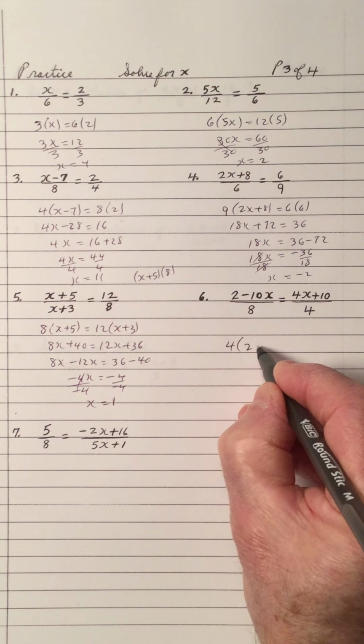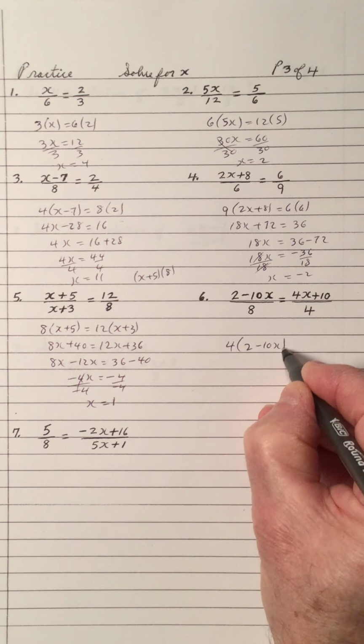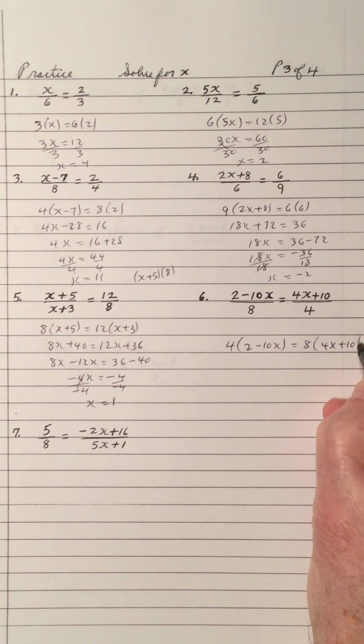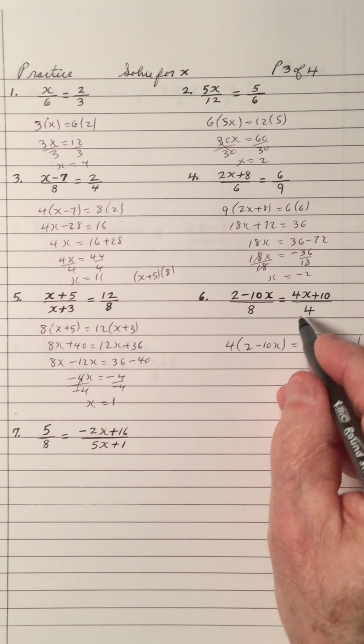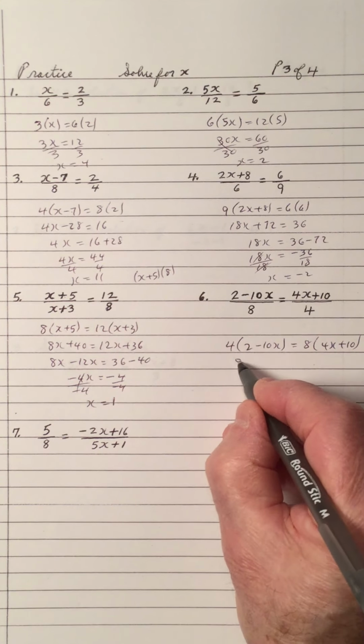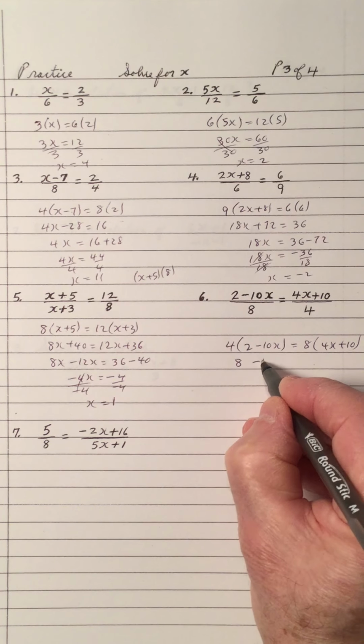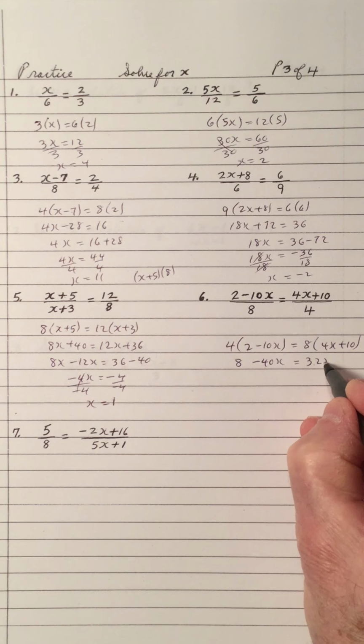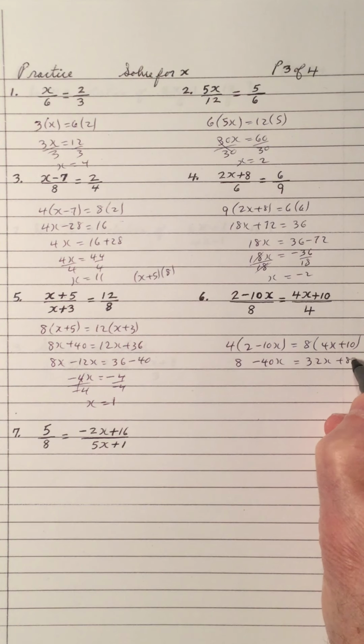Number 6, cross multiply. 4 times 2 subtract 10x equals 8 times 4x plus 10. And multiply, you get 4 times 2 is 8. 4 times negative 10x, negative 40x. 8 times 4x is 32x. 8 times 10 is 80.